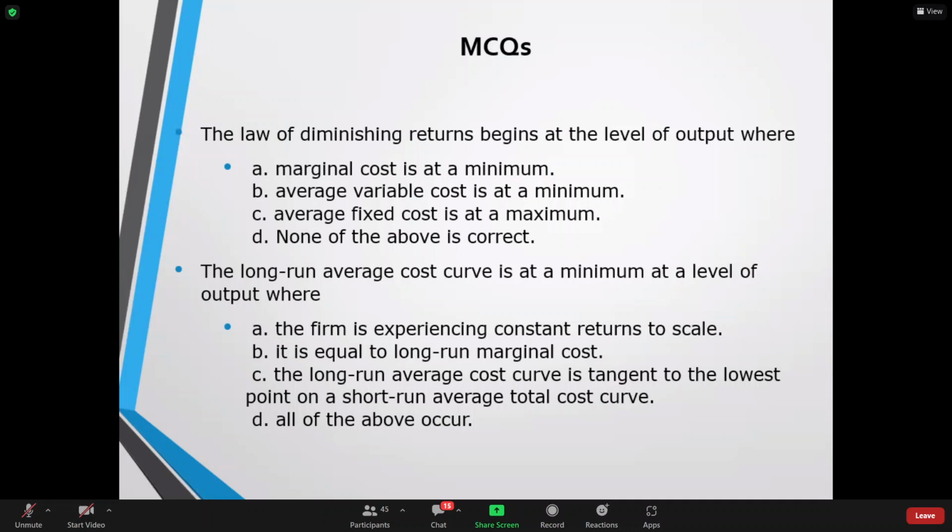Third is the long run average cost curve is tangent to the lowest point on the short run average total cost curve. Yes, when the long run average cost is minimum, that is the flat part, that is constant returns to scale. During that area, we know that it will be tangent to the short run average total cost curve, right? So all of the above are correct, right?